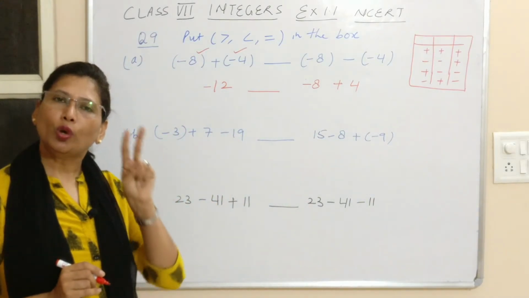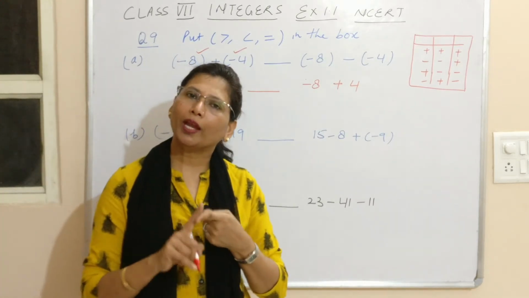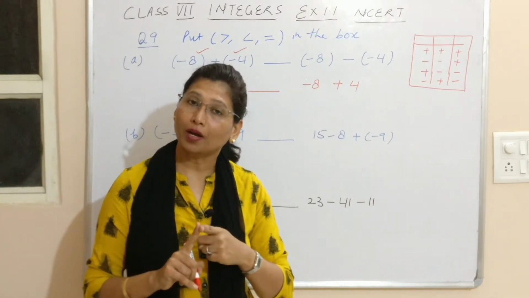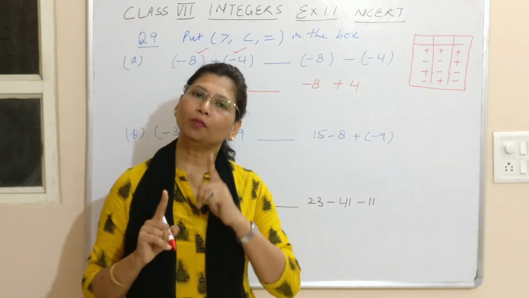Now here you have two integers which are different in sign, so we'll subtract. 8 minus 4 is 4. But which sign this 4 will carry will depend on the sign of the bigger integer.